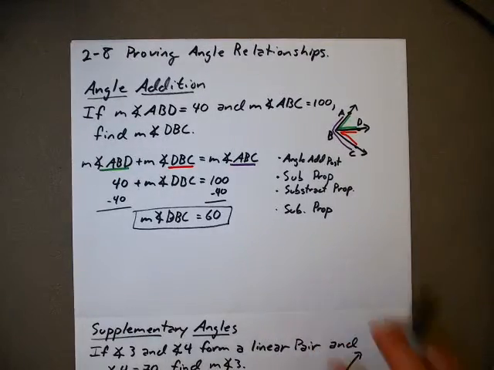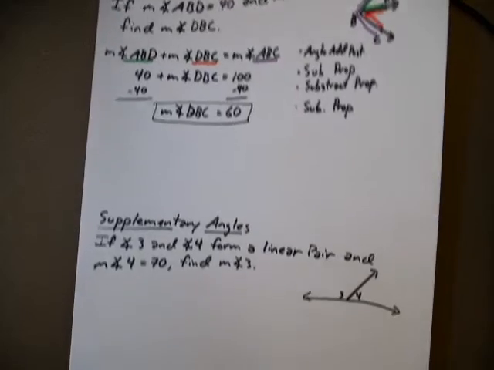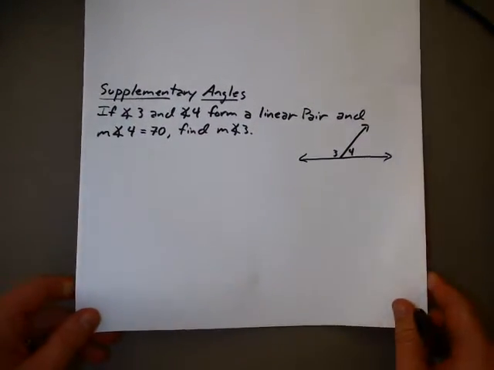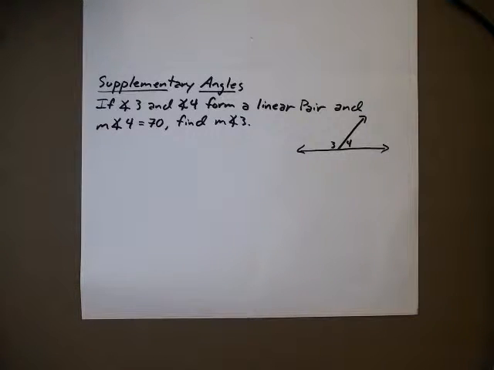Alright, now the second angle relationship we're going to prove is when we are dealing with supplementary angles. This one says that if angle 3 and angle 4 form a linear pair, and the measure of angle 4 is 70, they're going to ask us to find the measure of angle 3.